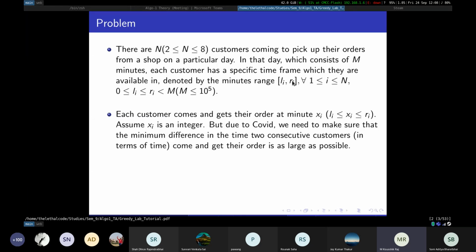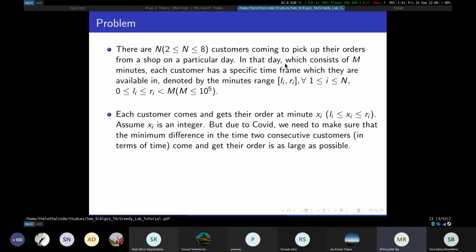So as I said, each customer comes and gets their order at minute xi, which obviously is in the range of the time frame in which they can come in. And for the case of the problem, you can assume xi is an integer. To be honest, this can be solved even if xi is not an integer, but for the sake of simplicity, we can assume it's an integer.